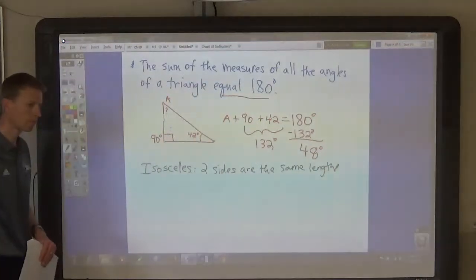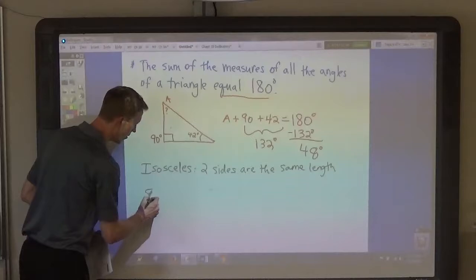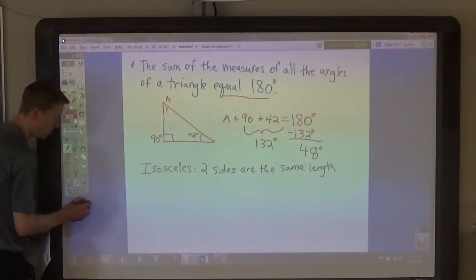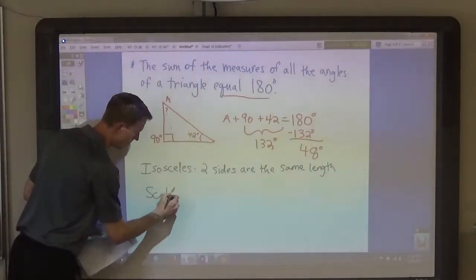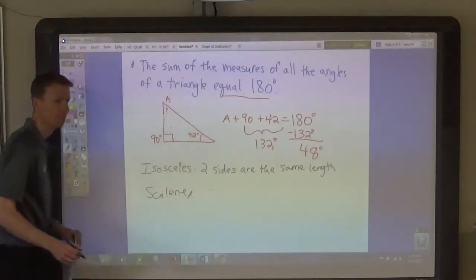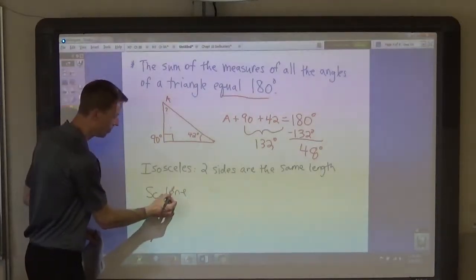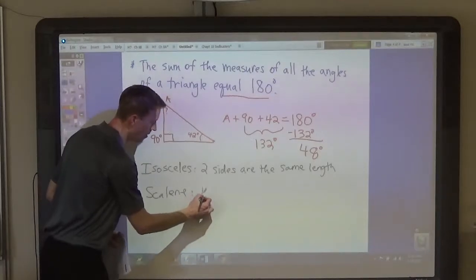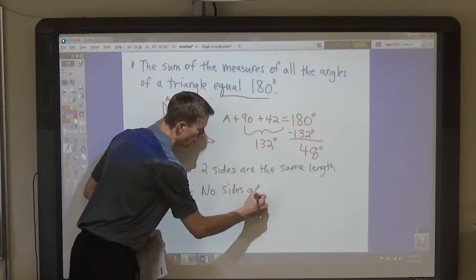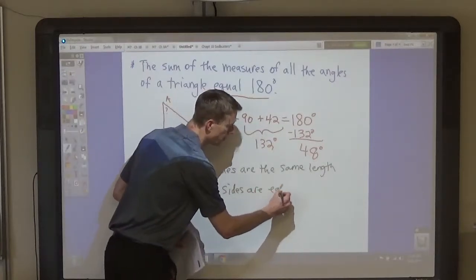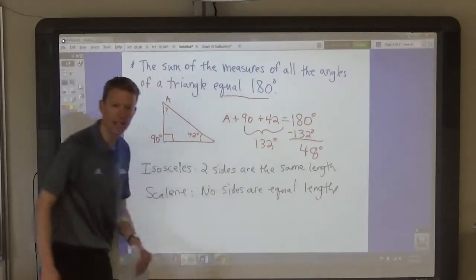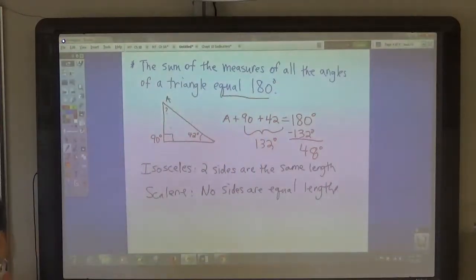Okay? What's a scalene triangle? Melina, put that away. Krista. A triangle that no sides are equal length. Right. So we're classifying based on the lengths of the sides on this.